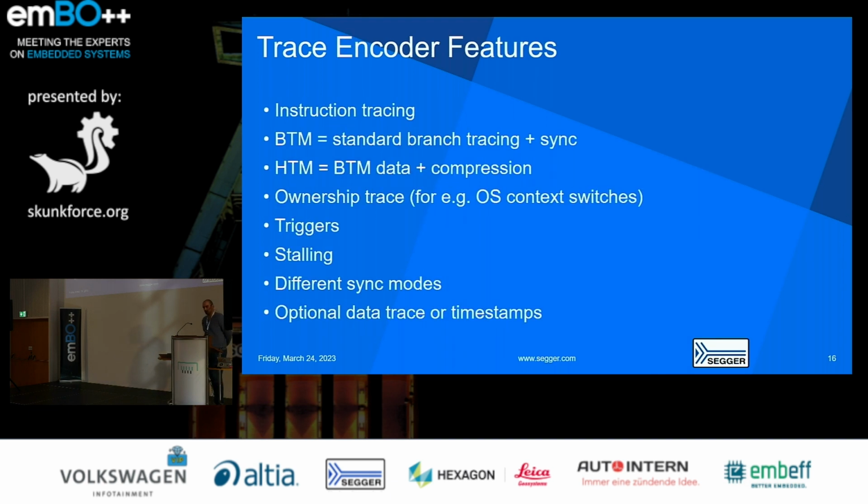Then let's go to the features. Of course, we have instruction tracing, that's the main point here. Then with BTM, as said, we have this standard branch tracing. With HTM, we get extra compression. Then we have this ownership trace. We have triggers, so you can decide to say, okay, I only want to trace certain memory areas that are interesting to me. If you have, for example, not such a big bandwidth, or too few pins, then you can still trace only certain areas that are hotspots for you.